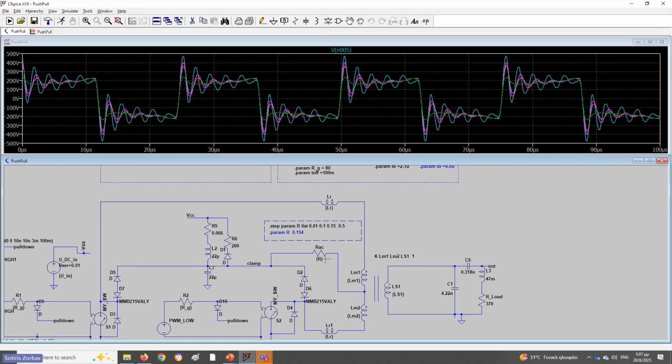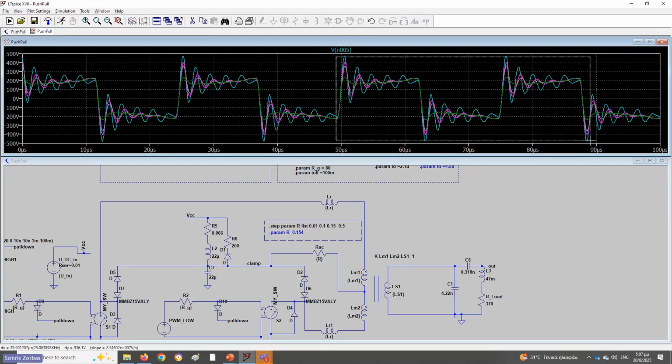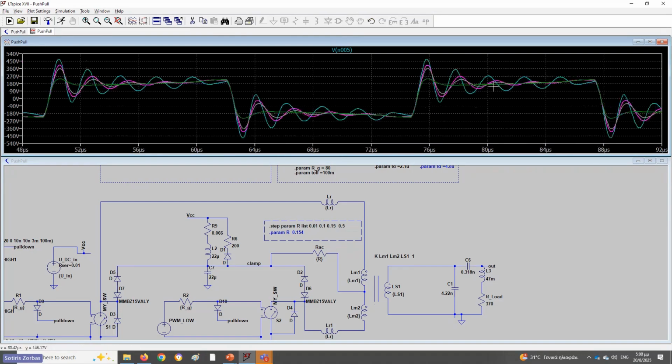Maybe you have designed something that has very high losses. So this is going to be a higher value. So all I'm doing is stepping this parameter from 10 milliohms to 500 milliohms. And we have the output voltage right here, which is essentially your classic RLC circuits for those 4 conditions.